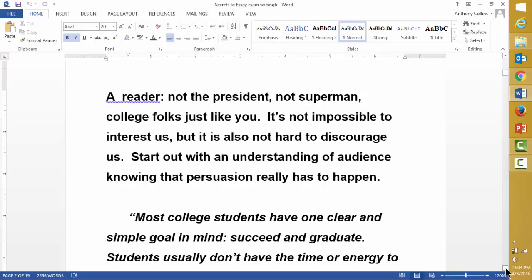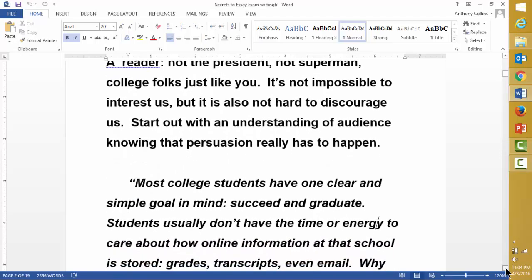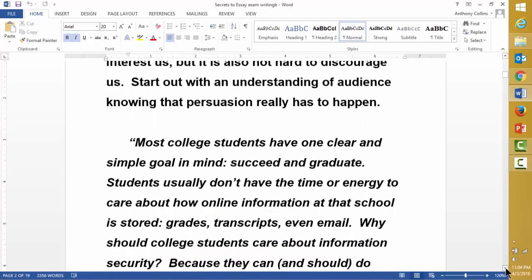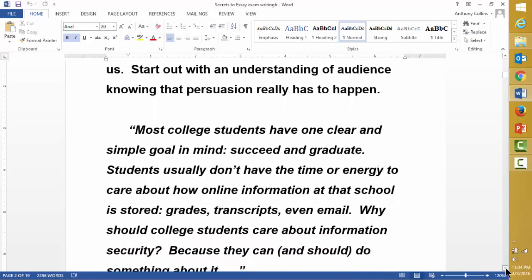A student wrote this version for an essay, and I'll just read the beginning of it. Most college students have one clear and simple goal in mind: succeed and graduate. He's thinking about you. He's thinking about all college students. He's trying to appeal to us in his beginning, to try and get us involved in the subject.